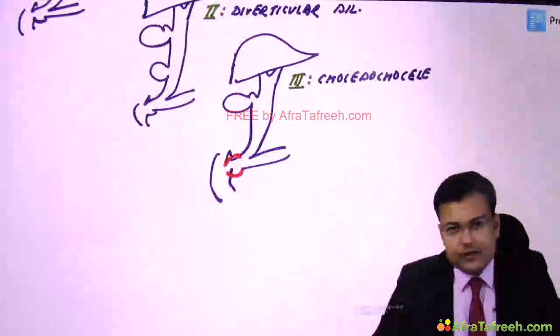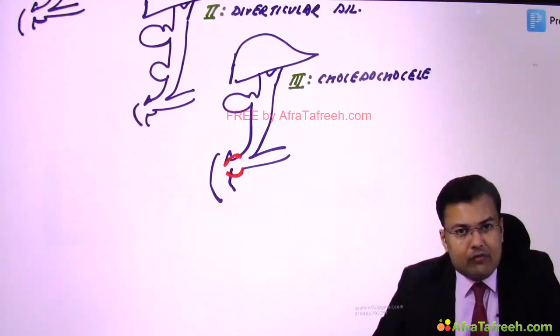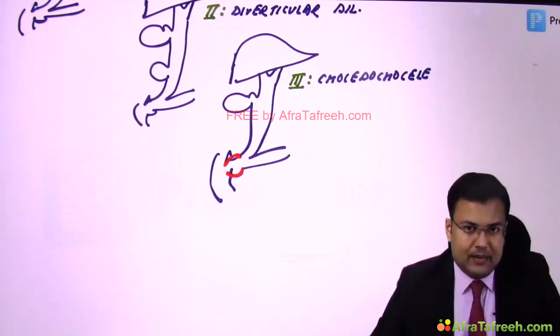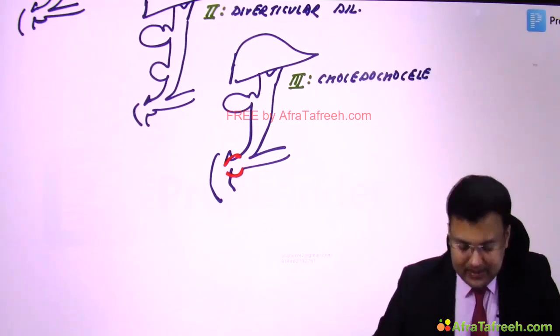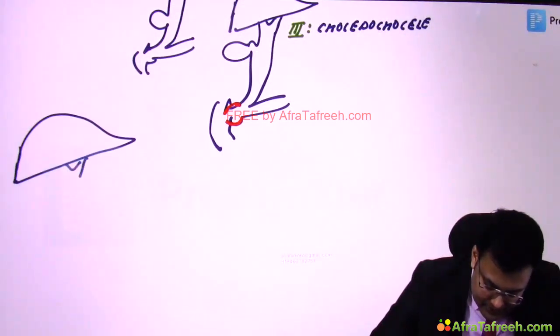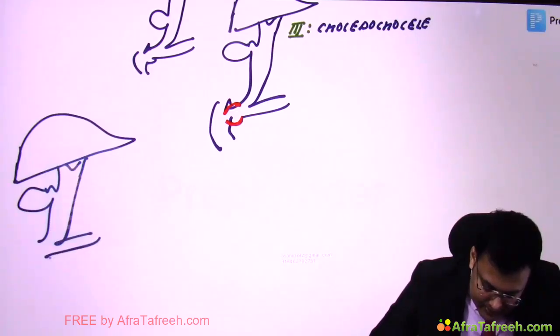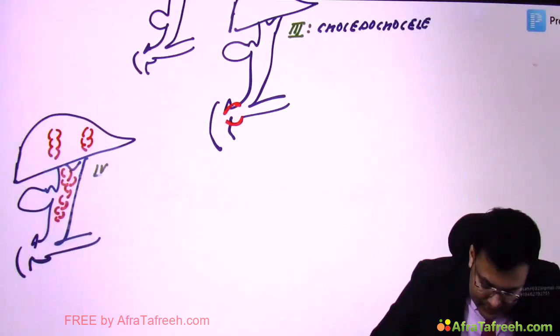Right? Now type 4 is further divided into 4A and 4B. In 4A, there are multiple cysts involving both intrahepatic as well as extrahepatic bile duct, whereas in 4B there are multiple cysts involving only the extrahepatic bile duct. So you can see here that this is type 4A, and in type 4A there are multiple cysts involving both intrahepatic as well as extrahepatic bile duct. Clear?